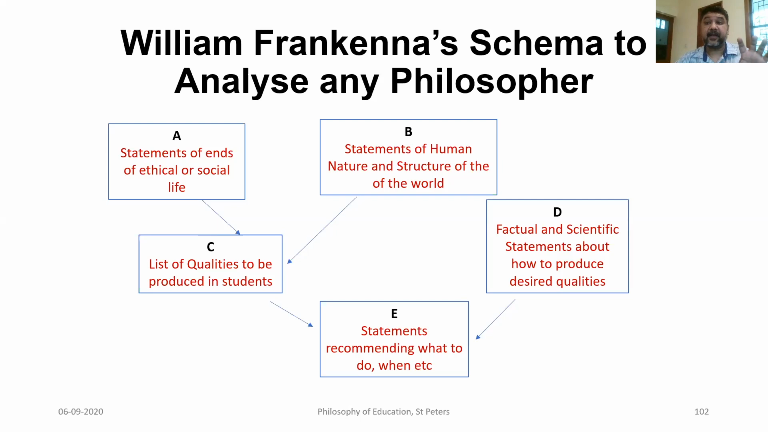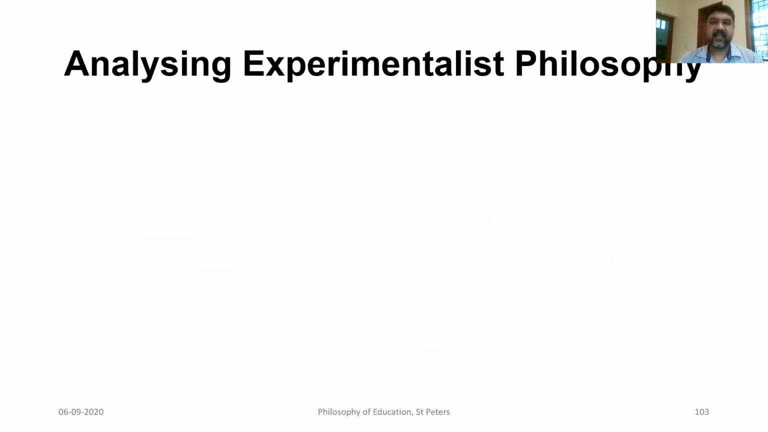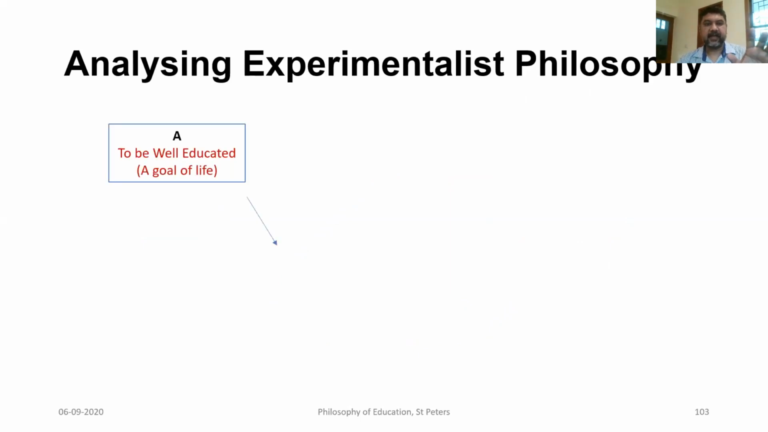For our example here, we shall take the philosophy of John Dewey, which is familiar to us, and in terms of this framework, let us try to understand John Dewey's philosophy. So here it is, Analyzing Experimentalist Philosophy. Okay, so here in A, we have to be well educated. The ethical goal of life here is to be well educated. John Dewey would agree with that.